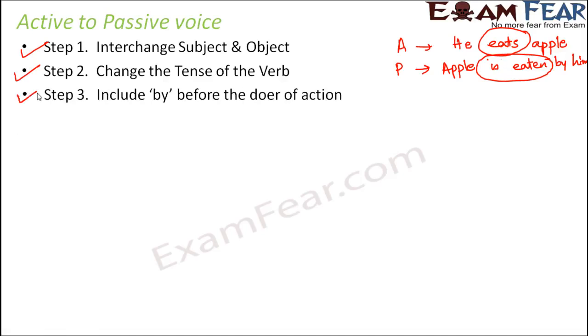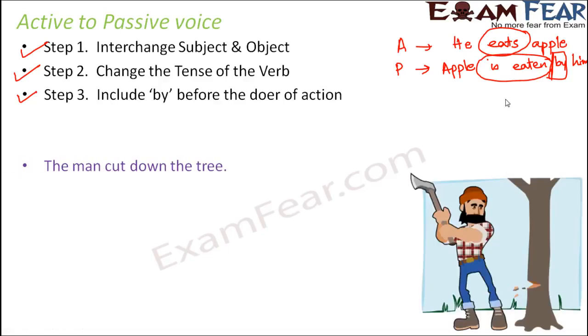And step 3 would be to include by before the doer of the action. In this case, he is the doer of the action. So in the passive voice, before him, you need to put by. So you need to insert by before the doer of the action. These are the 3 simple steps that you need to remember to convert a sentence from active voice to passive voice. Now let us take an example.